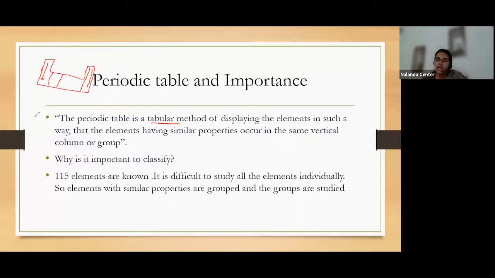Now, why is it important to classify the elements into a periodic table? See, there are 115 elements which are known, right? So it is going to be very difficult to study each and every element separately because it is going to take a lot of time. So what do we do? We group them together. Elements with similar property go into one group and we study about the group so that we can generalize the characteristics of a lot of elements together. This actually saves a lot of time. So 115 elements are known and it is very difficult to study the properties individually. So we go ahead and group them together and the groups are studied together. That is what we do.